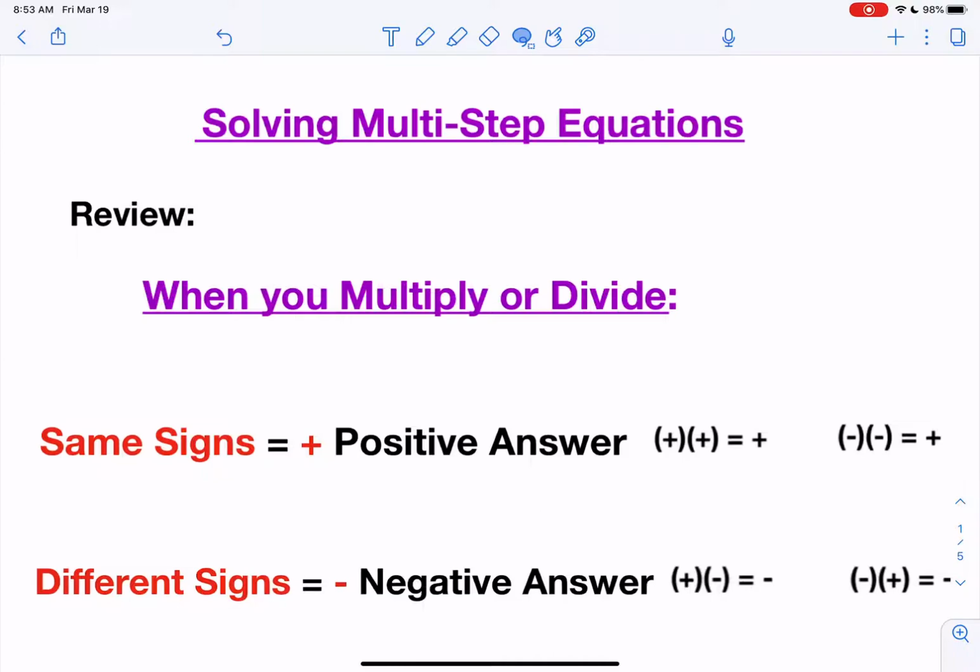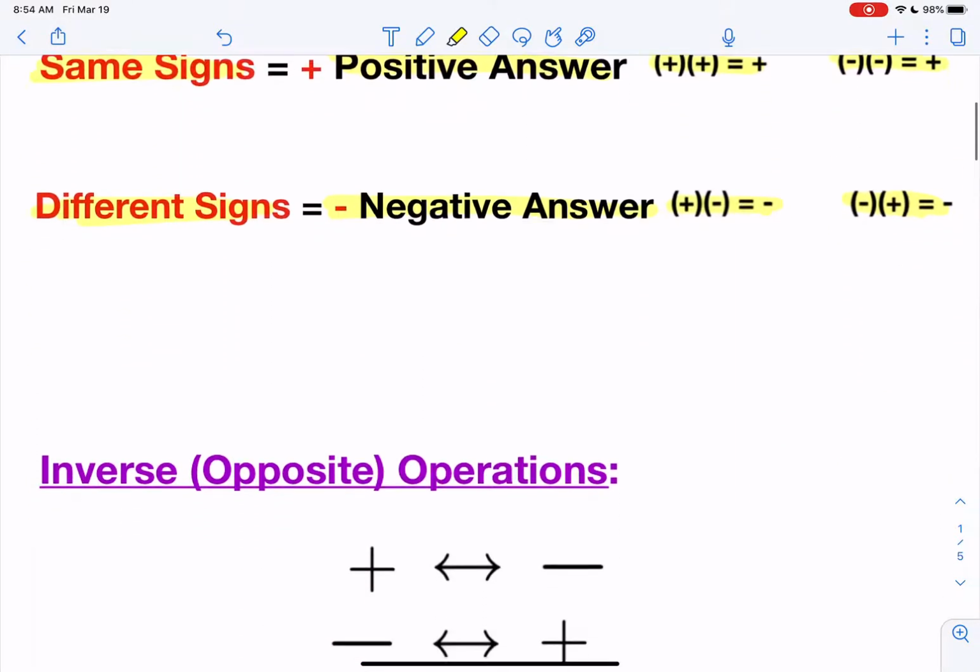Today we're going to look at solving multi-step equations. So, a couple of things I want to review before we get started. Don't forget, when you multiply or divide, if both numbers have the same sign, meaning they're both positive or both negative, your answer will be positive. If they have different signs, meaning one is positive and one is negative, or vice versa, you will have a negative answer, okay?